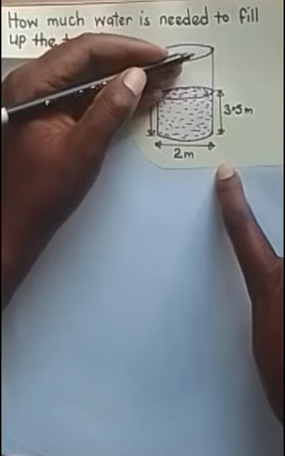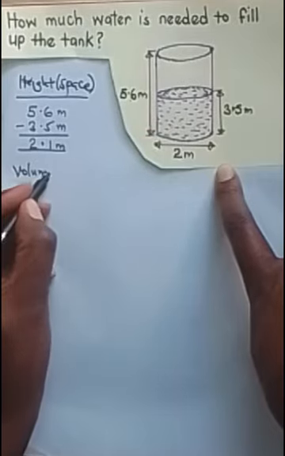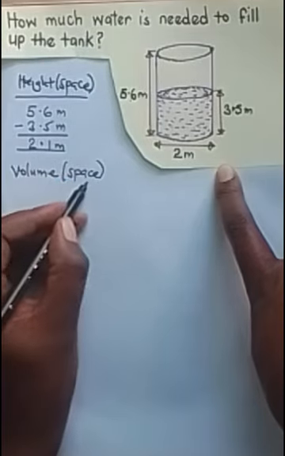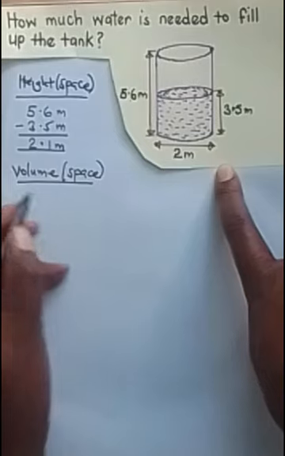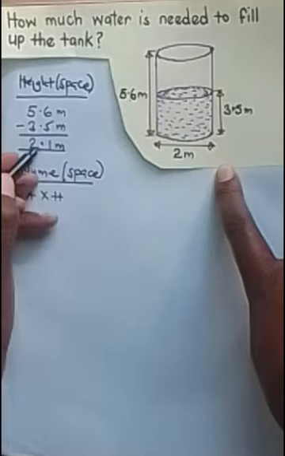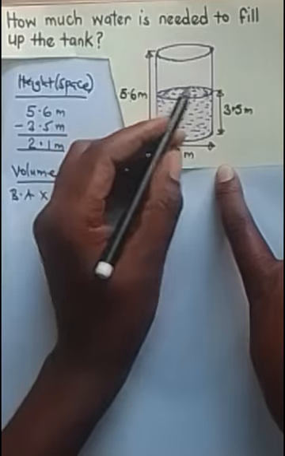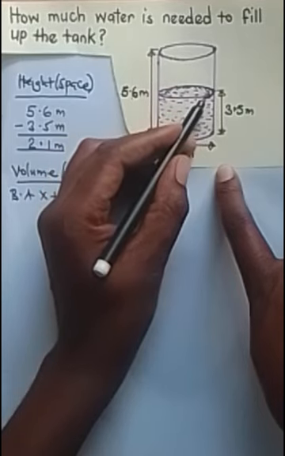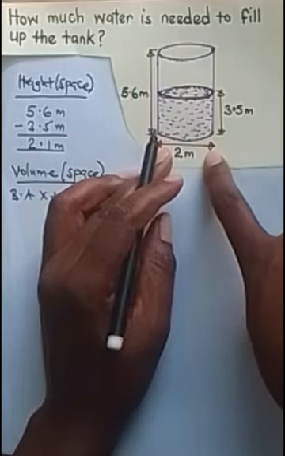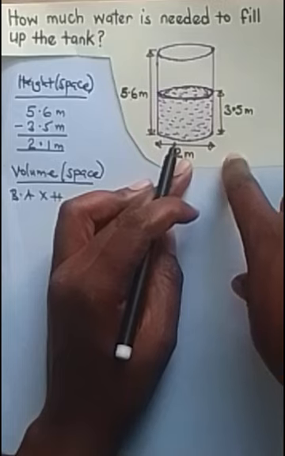After getting that, we need to get the volume of the space. Now, how do we get the volume? We say base area multiply with the height. We know our height is here. So our base area, because the base here is circular, if you can try to see, the base is circular and we know the diameter. So we can get the radius by dividing diameter by 2, which is 1 meter.